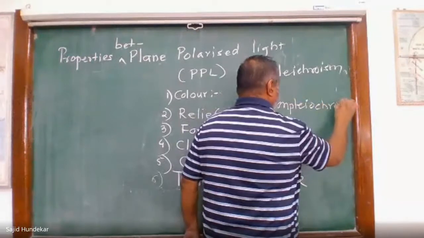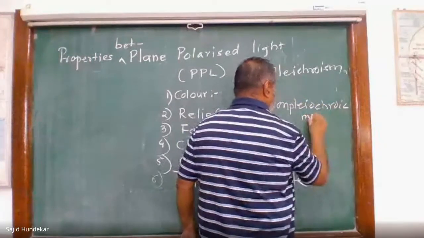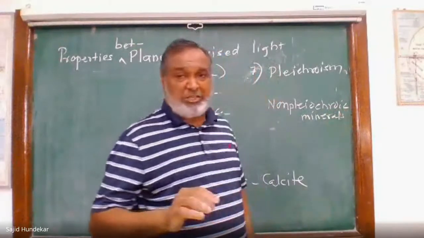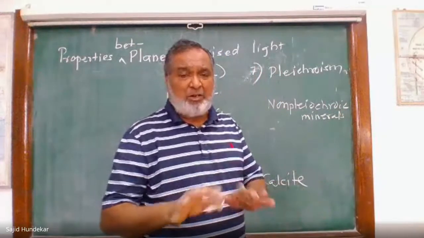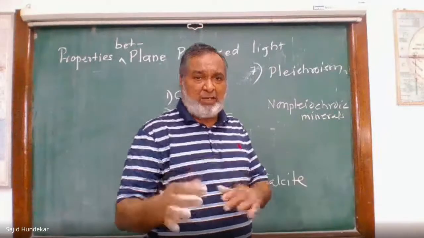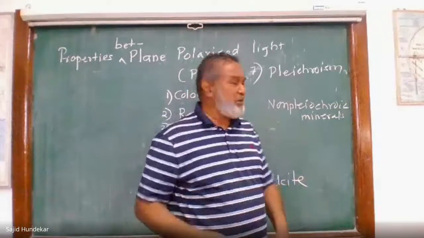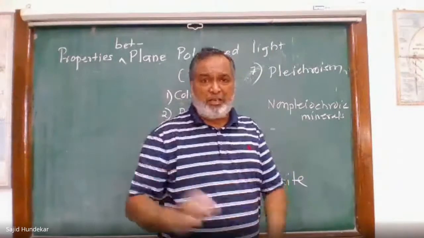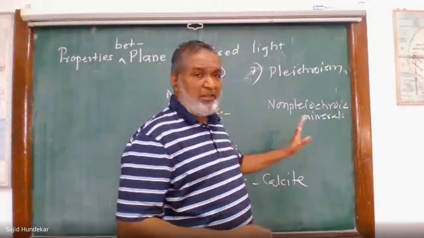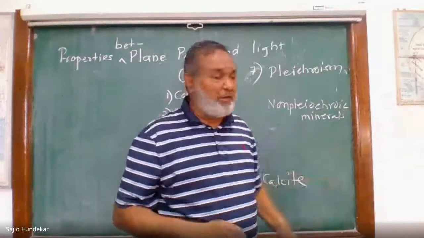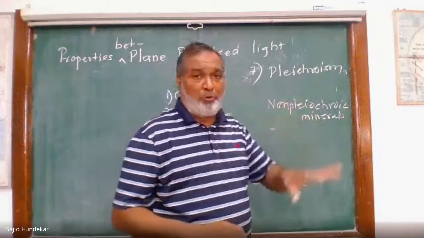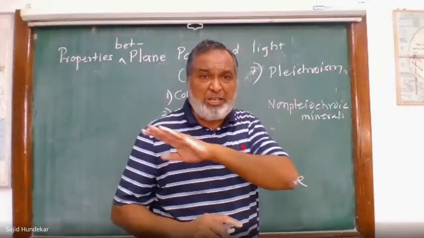Then these minerals are called non-pleochroic minerals. Non-pleochroic minerals will not show any change in color or intensity, whether light to dark. If the intensity changes, or the color changes from yellow to green, yellow to pink, then we call it a pleochroic mineral. But colorless minerals are non-pleochroic. They will not show any change.